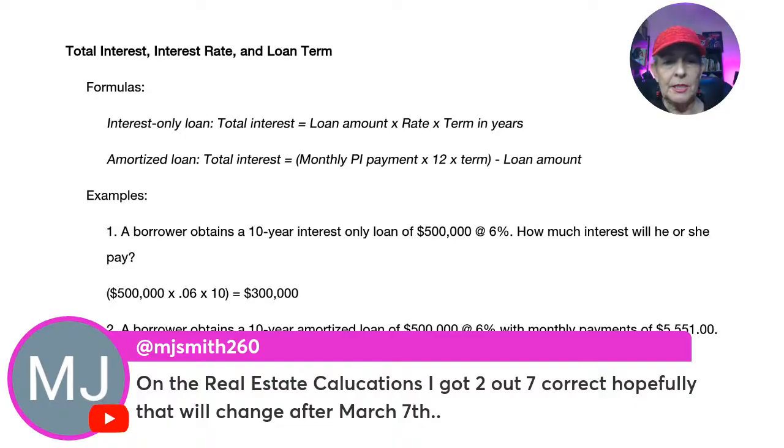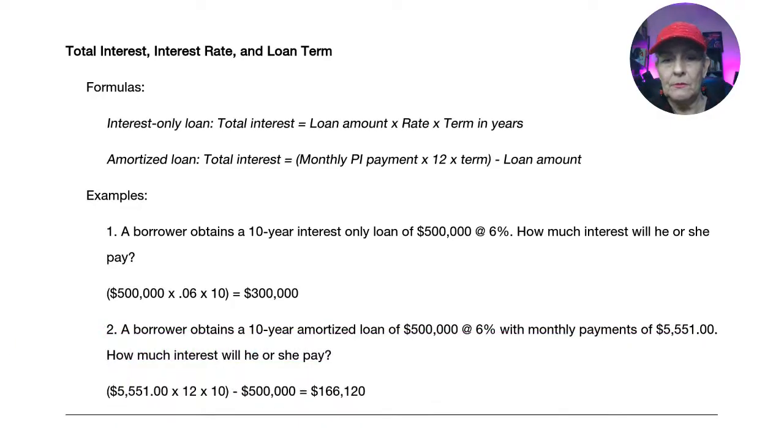Okay, we have a question here. On the real estate calculations, I got 2 out of 7 correct. Hopefully that will change after March 7. Yes, hopefully that will change. It's understanding how easily we try to solve problems real quick and forget about, is it annual? Is it monthly? And there's only very few questions for math, right, compared to the whole exam. However, they could make it or break it for you to pass.